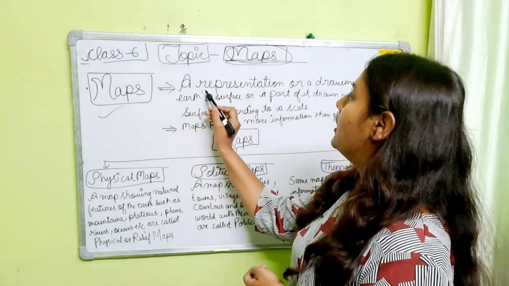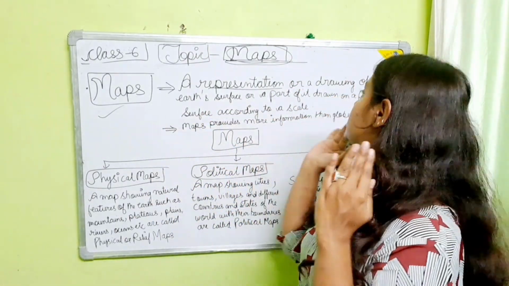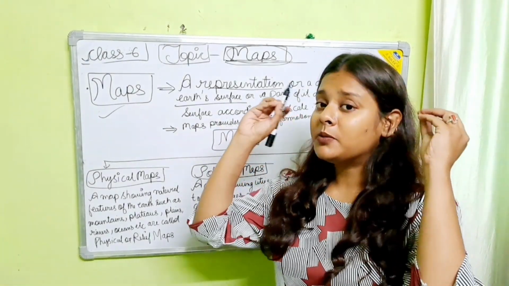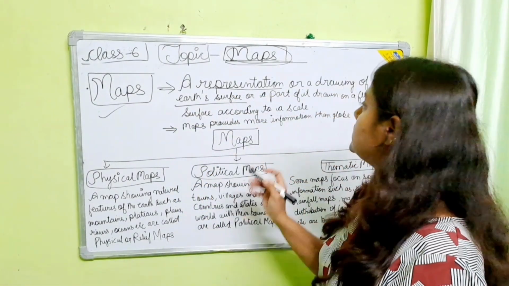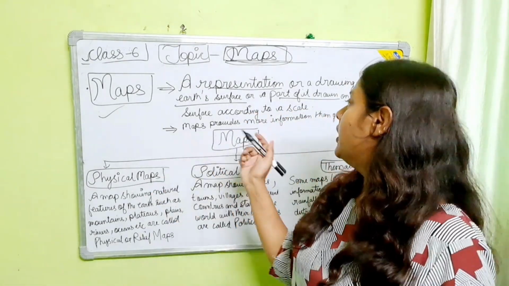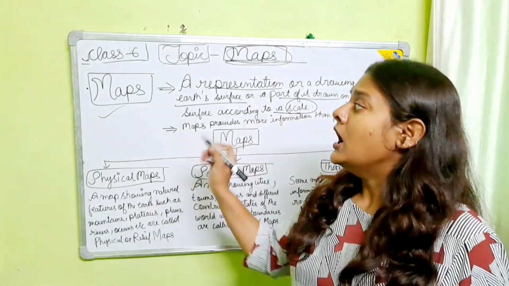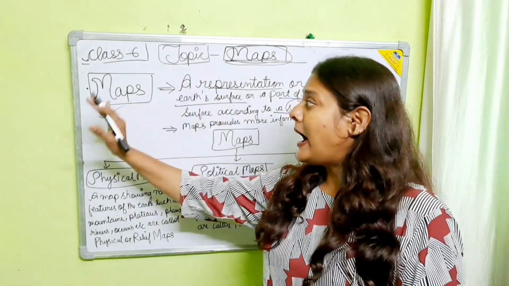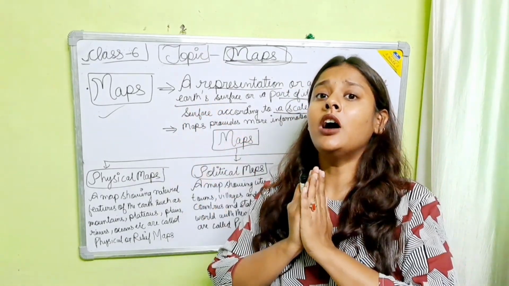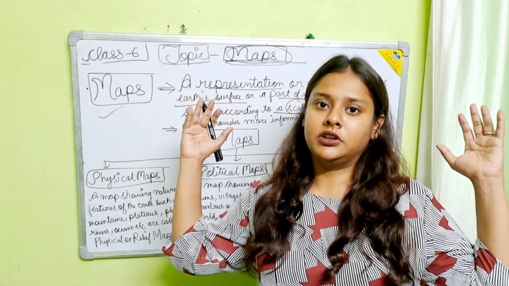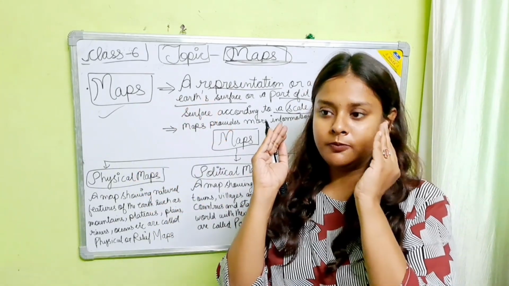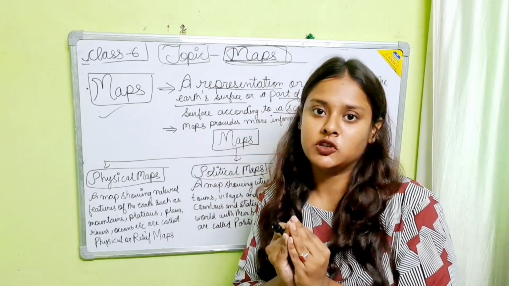What is a map? A representation or a drawing of the Earth's surface, or a part of it, drawn on a flat surface or a piece of paper according to a scale. A scale is very important in a map. Without a scale, a map can't be drawn because it reduces many miles of distances into a smaller one to bring that surface of Earth onto a piece of paper.